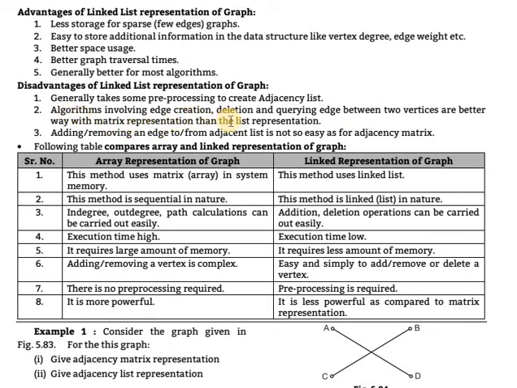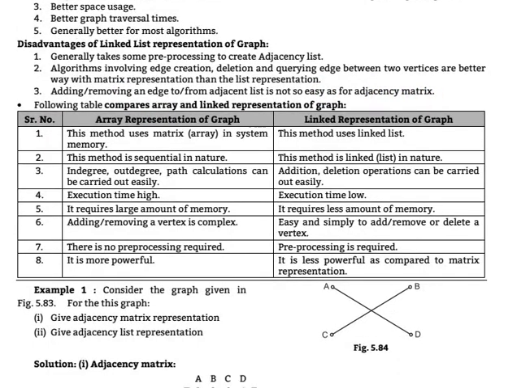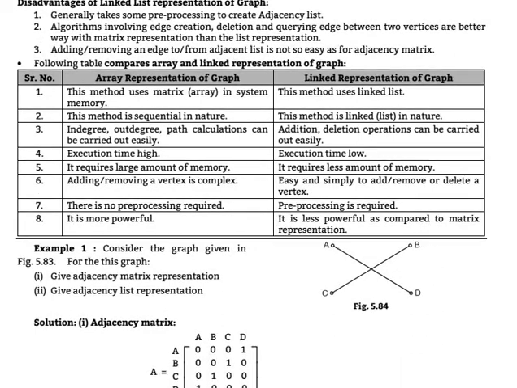Algorithms involving edges, such as creation, deletion and querying edges between two vertices, work better with matrix representation than with list representation. Adding or removing an edge to or from an adjacency list is not as easy as for the adjacency matrix. The following table gives the comparison: array representation of graph and linked representation of graph.